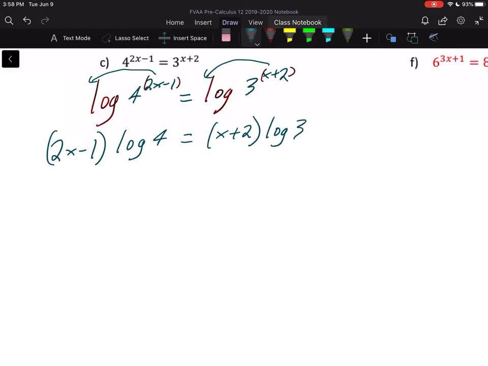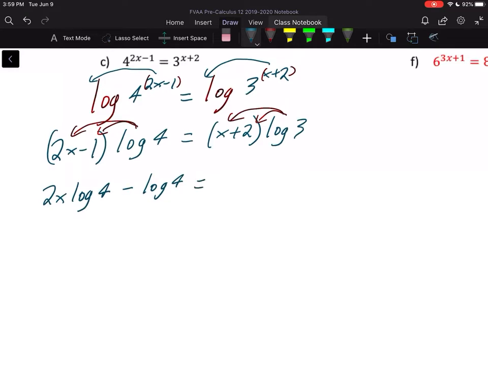All right. Now what we're going to do is distribute log 4 and log 3 into the exponent we just moved to the front here. So we're going to distribute this log into the bracket here. So that's going to give me 2x log 4 minus log 4, because negative 1 times log 4 is negative log 4. And this is going to give me x log 3 plus 2 log 3. All right. So far, so good.